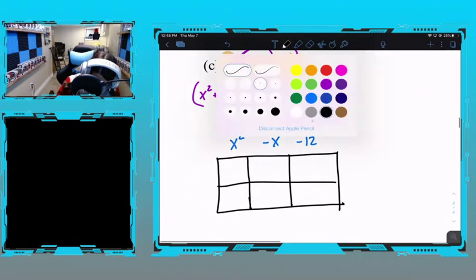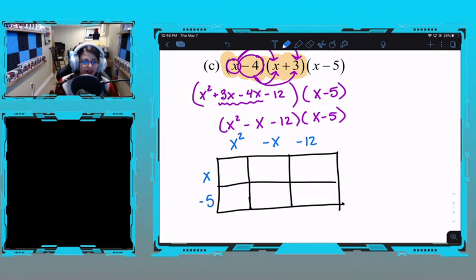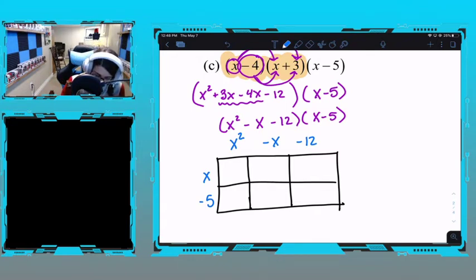There we go. And then my second polynomial is x minus 5. You really could do the 3 down the side and the 2 on the top if you wanted to keep it consistent. Doesn't matter. But we're still going to multiply down and across. Down and across.